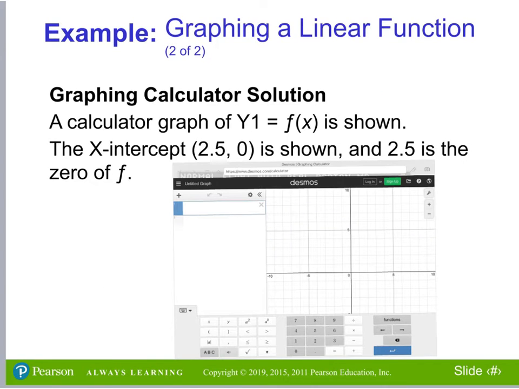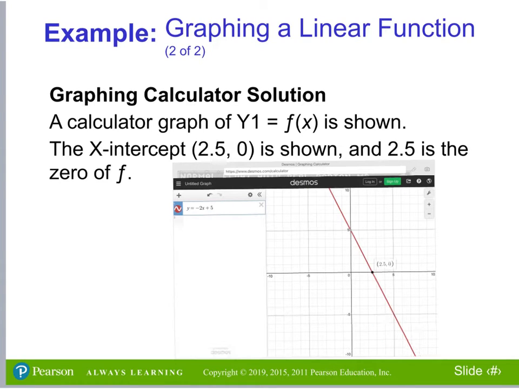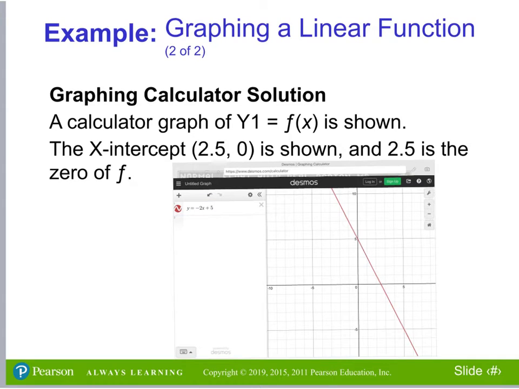So let me just show you how to do this on Desmos. We would go to desmos.com and open up the graphing calculator, and then we're going to type in y equals -2x plus 5. Okay, and then you can just tap on that x-intercept and it'll give you the coordinate points, and same with the y-intercept, it'll give you the coordinate points for both of those.